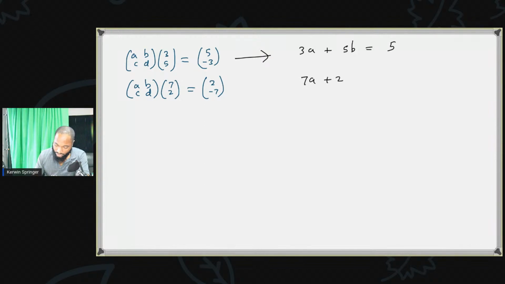7a plus 2b is equal to 2. Why isn't it chat if you understand that? You could also get the equation with C and D, but let me stay with the A and B first. Solve that, then do the C and D. Solve that, move on.